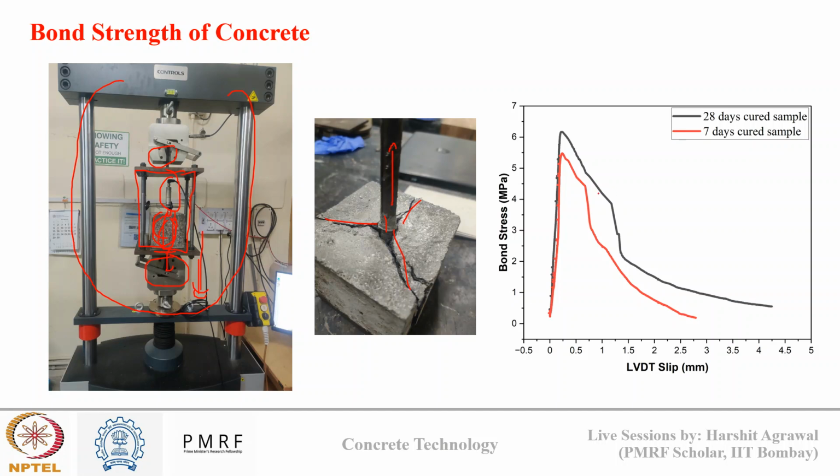Then in the third figure, you can see how bond stress varies with the slip that I have recorded using this LVDT. As the loading increases, the bond stress increases. Then after a peak, as the stress exceeds the strength of the bond, failure occurs, and there is a large slippage in the reinforcement after the failure of bond. Compared to 7 days, with 28 days curing, as the strength of concrete increases, you can see the bond strength also increases.